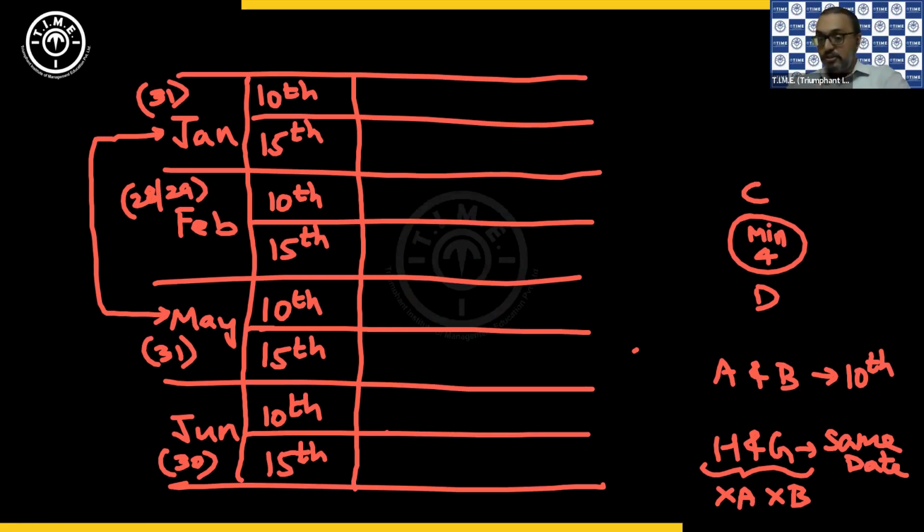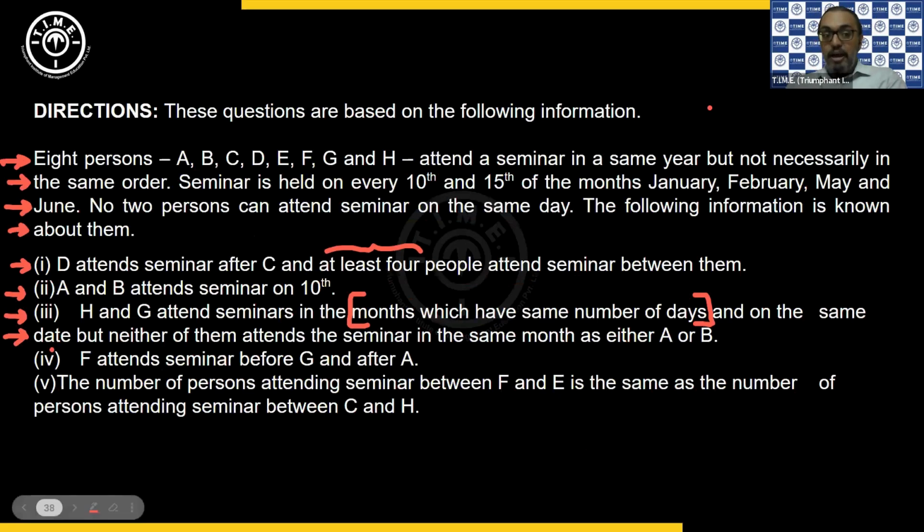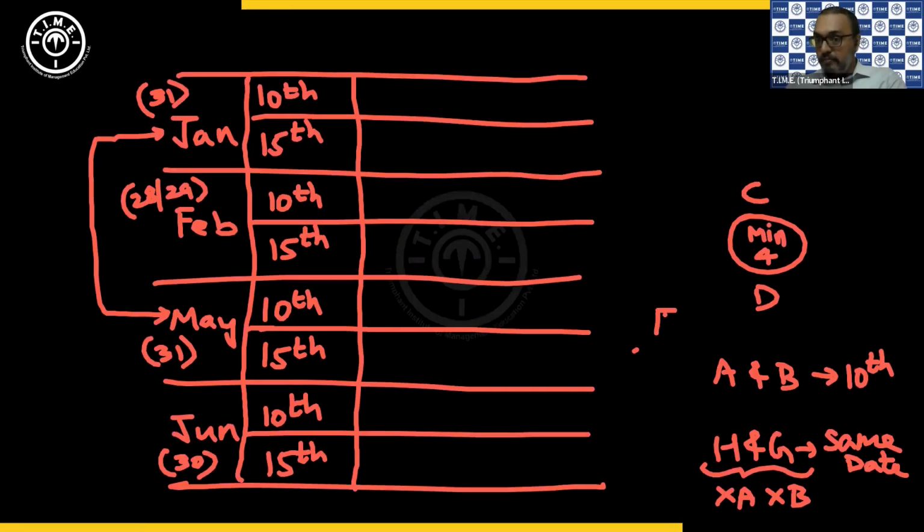We need to check that first. Further, what do we have? Yes, look at the condition next. F attends the seminar before G and. So "and" means it refers to the first person, that is F. So F has to be after A. F is before G, all right. So F comes before G, but at the same time, F comes after A.